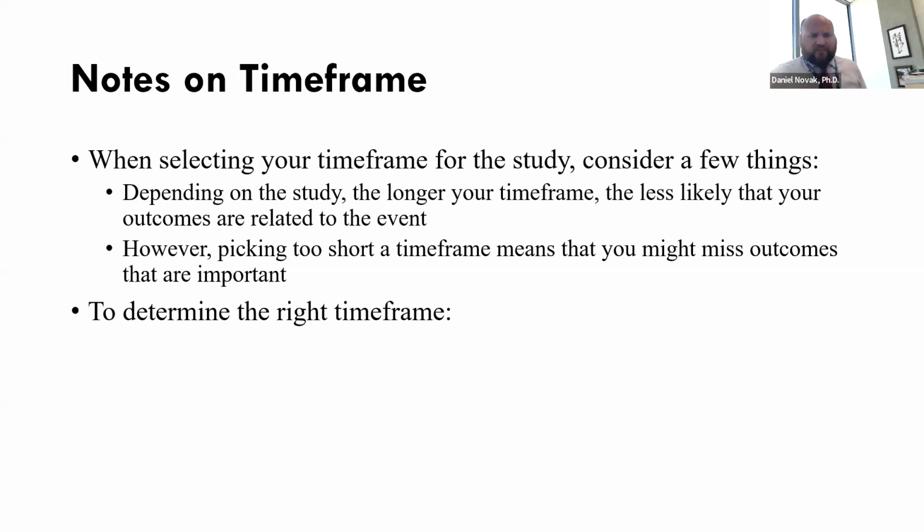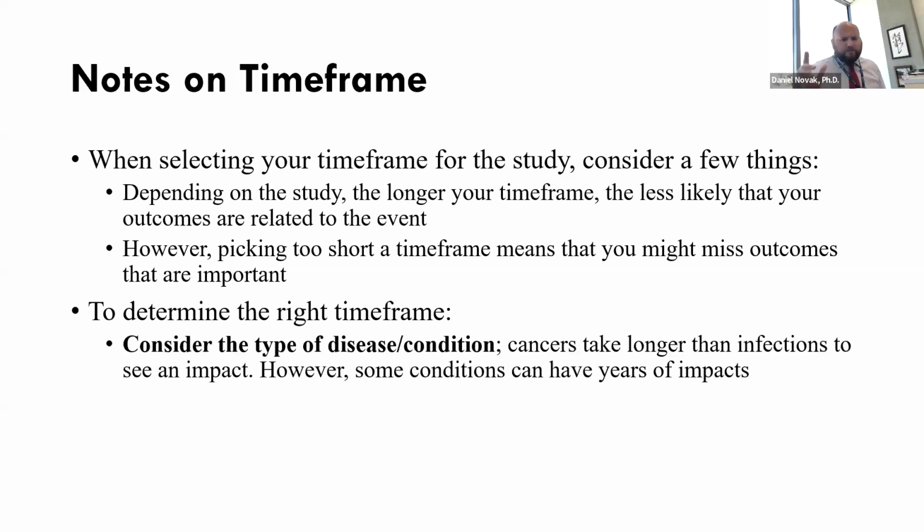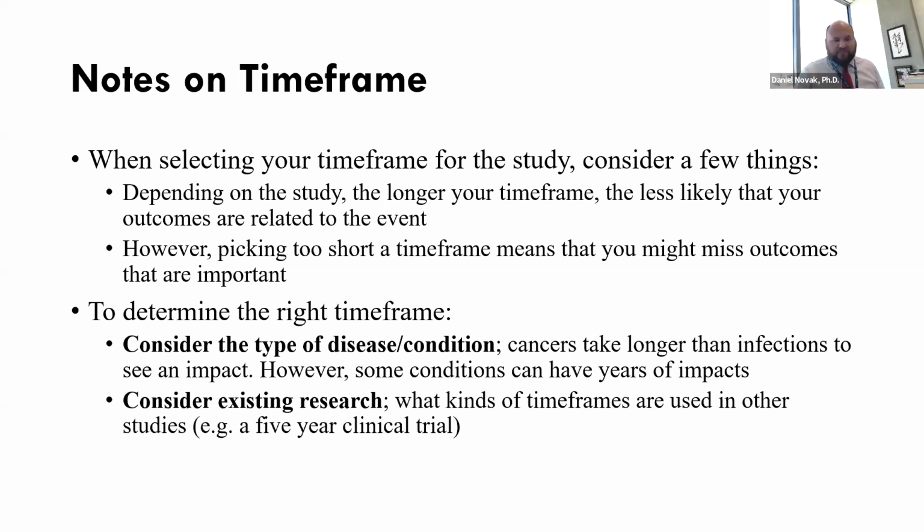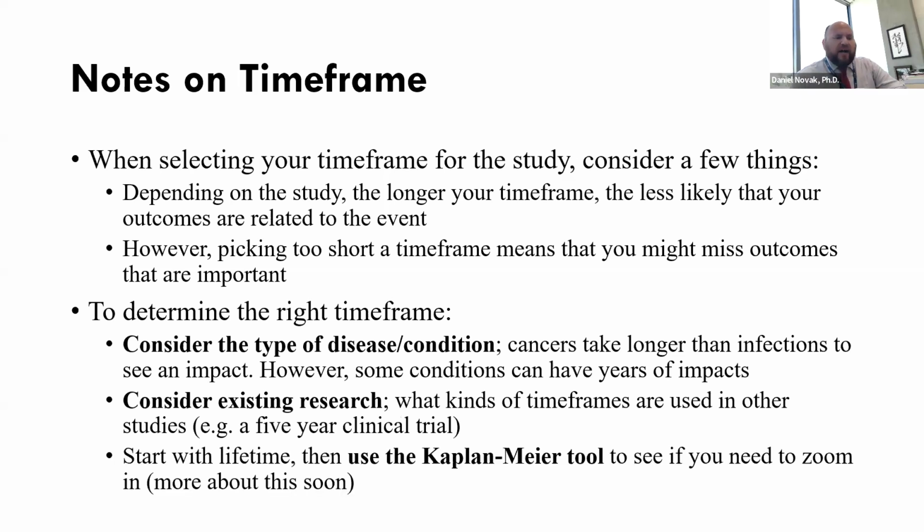But to manage these issues, to determine the right time frame, first consider the type of disease and condition. Cancers take longer than infections to see an impact. Some can take years and some can take days, right? Something to factor in. Consider existing research. What kinds of timeframes are used in other studies? For example, is it a 5-year trial, 10-year cancer outcomes, 7-year cancer outcomes, whatever that may be?